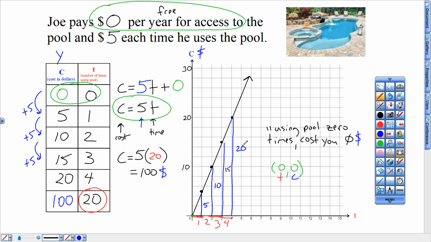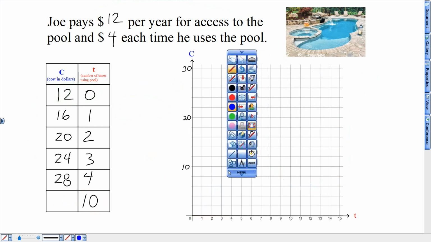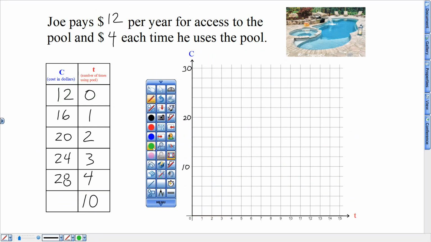Blue. All right, here we go. 2 more. This one. I give you a y-intercept. This is saying that you're spending $12 for using the pool 0 times. $12 right away. That means it's not proportional. It's not going to go through the origin. It's going to be cutting through higher on the graph. It's not proportional.